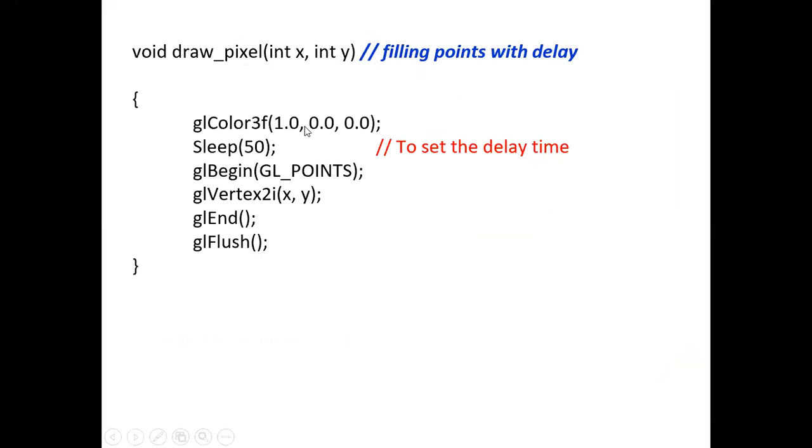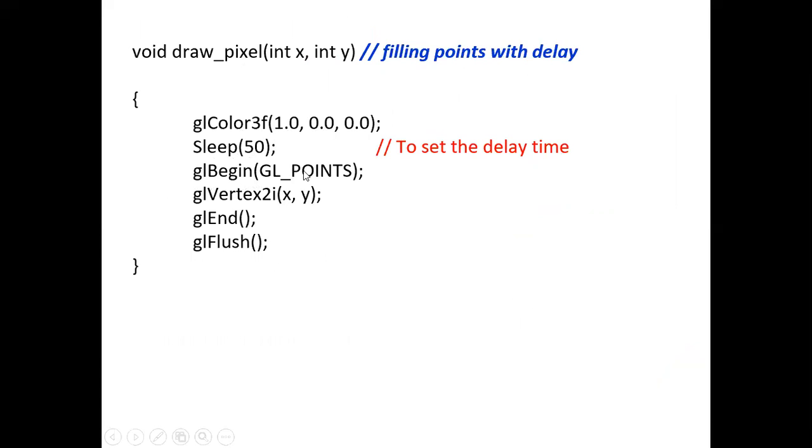glColor3f 1.0, 0.0, 0.0. That means I'm selecting red color. So red color is 1.0, 0.0, 0.0. Sleep of 50 is a function which is used to give the delay. If you give a lesser delay, then it goes faster and fills the polygon faster. If you want to fill the polygon very slowly, you have to increase your delay. So sleep of 50 is basically used to set the delay time.